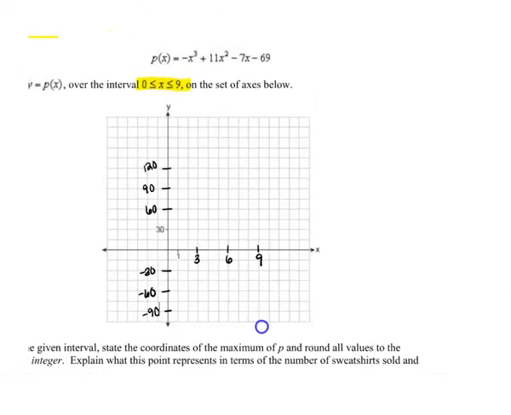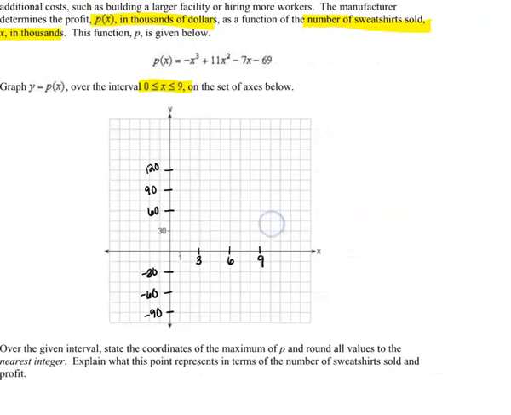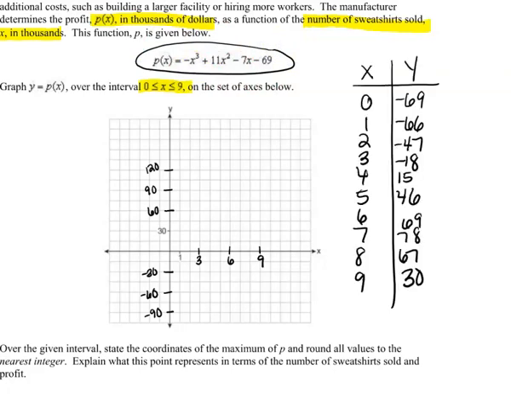Okay, so from there, guys, ultimately, you're just typing this in the calculator and getting a table of values. So I'm just going to show you guys what that would look like. And boom, so that's my table of values. Now I'm going to plot some points.